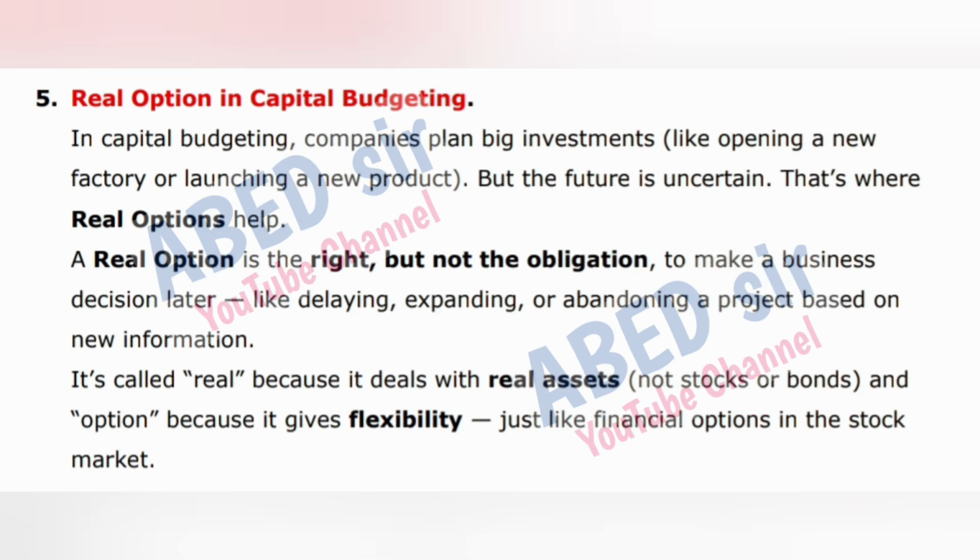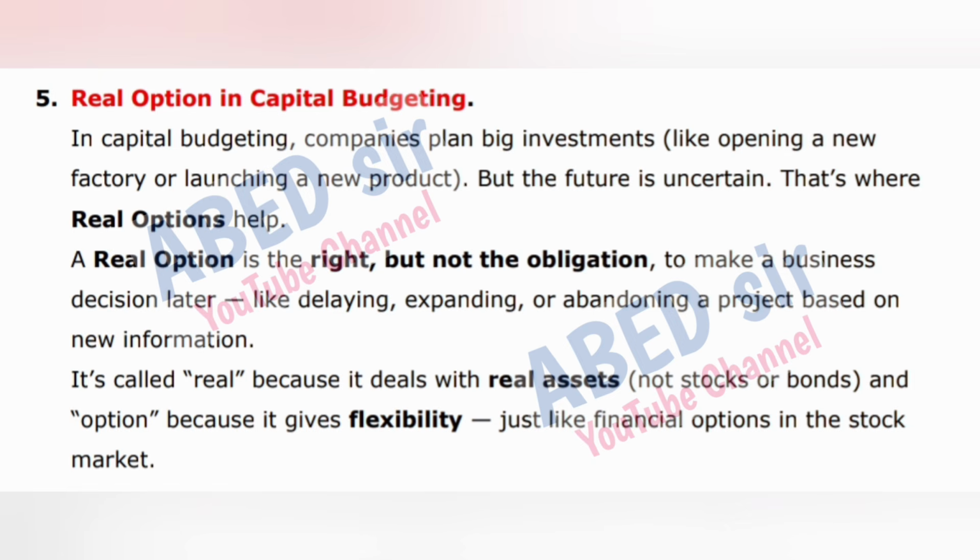Next important long question is 5. Real option in capital budgeting. In capital budgeting, companies plan big investments like opening a new factory or launching a new product. But the future is uncertain. That's where real options help.